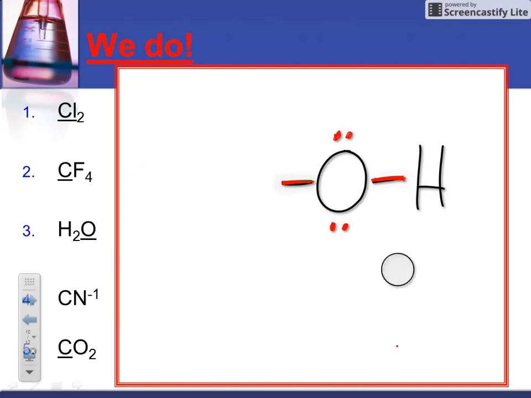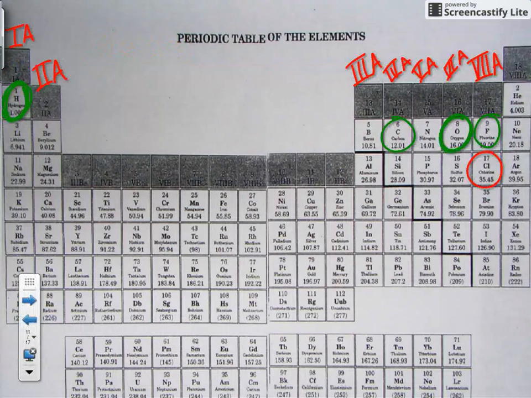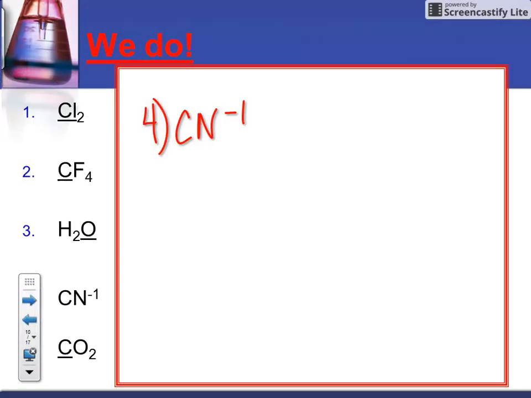The fourth example. Now here we have a polyatomic ion. We learned this is called the cyanide ion, CN -1. So we're going to add up our electrons just like before. Look at your carbon. He has 4 valence electrons. Nitrogen's right beside it. He has 5 valence electrons. So let's add these up. Carbon has 4 valence electrons, group 4A. Nitrogen has 5, group 5A.